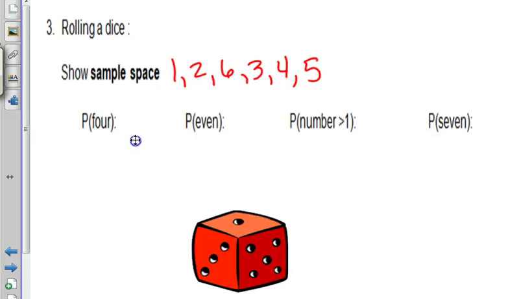Okay. So the probability of a 4 is 1 out of 6. Of an even number, 1/2. Greater than 1, and a 7. Okay.